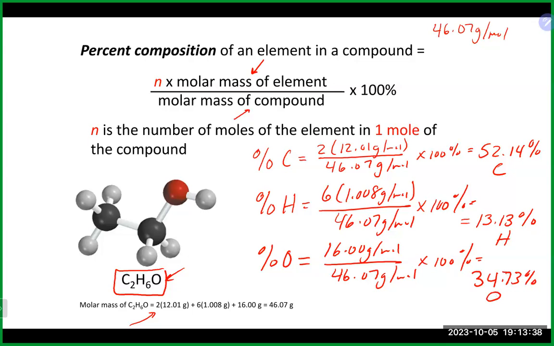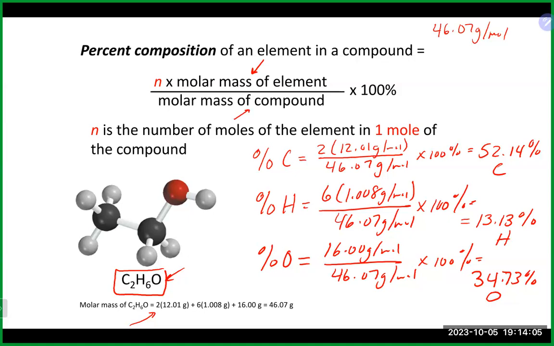When we're all done, we have all the elements that are in this particular compound, so when we add up our percentages, they should hit about 100. They may be a little bit more or a little bit less with rounding, but they should be in the ballpark of 100. 52.14 plus 13.13 plus 34.73 hits 100 on the nose, so that's pretty good.